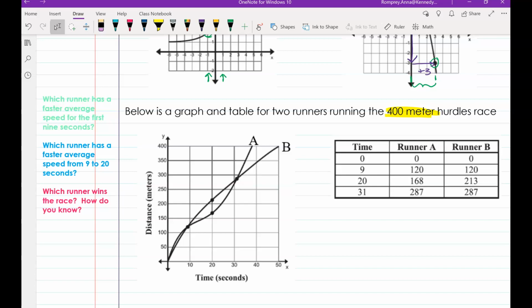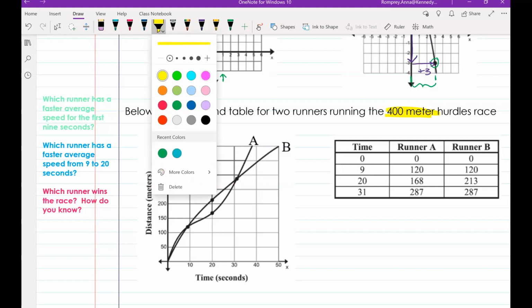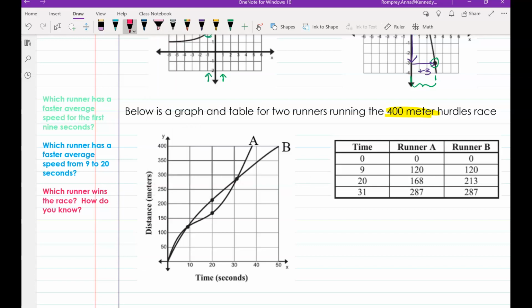Which runner has a faster average speed for the first 9 seconds? I'm going to underline that. For the first 9 seconds, where do we start? 0. Where are we ending? 9. If I look at that piece of my graph, both runners start at 0 because 0 time has passed. They haven't run yet. And when they stop at 9 seconds, they're both at the same place. So which runner has a faster average speed?